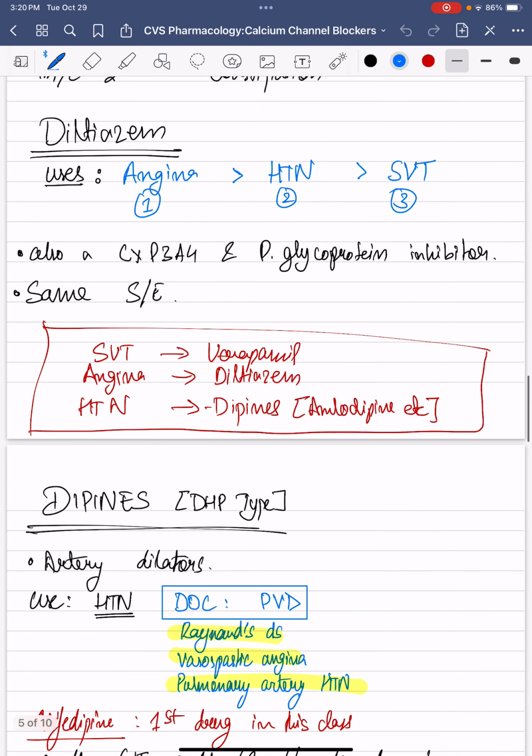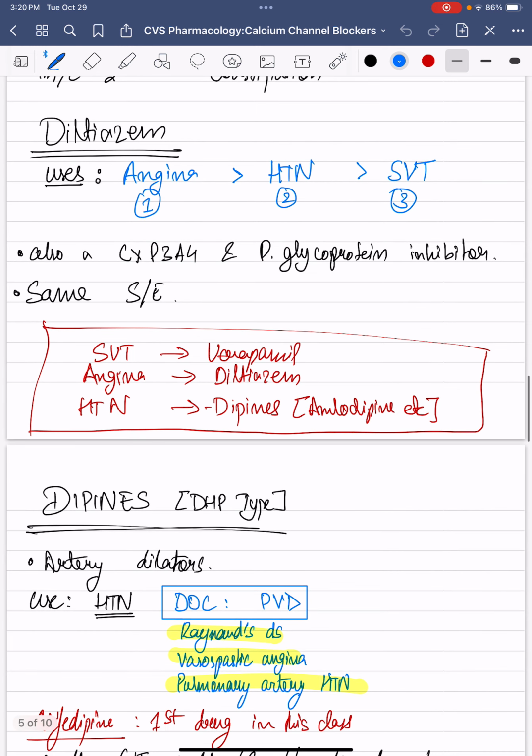Now let's come to the biggest category under CCBs, that is dipines, the DHP type drugs. First, they are artery dilators, so they are used in hypertension, and they are the drug of choice for PVD. PVD is peripheral vascular disease. So it will be used in Raynaud's disease, vasospastic angina, and pulmonary artery hypertension, or PAH.